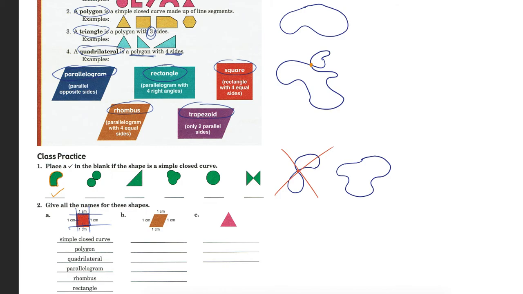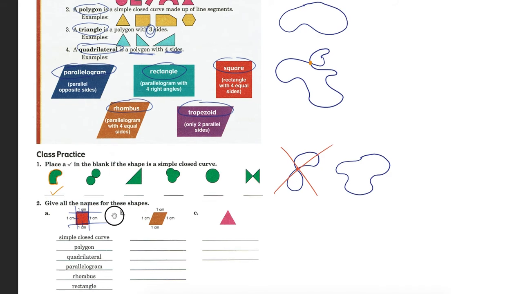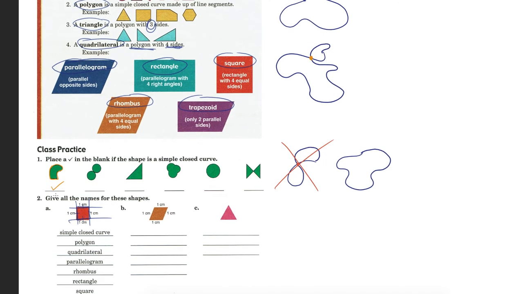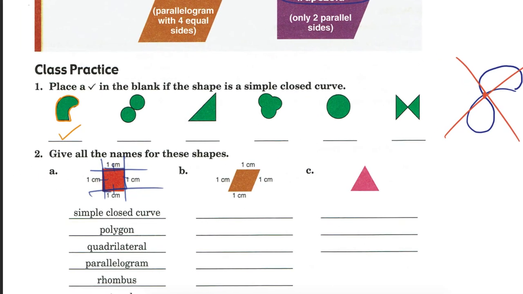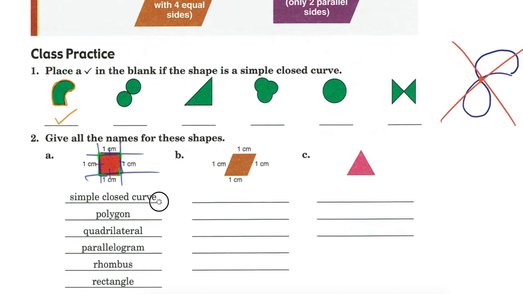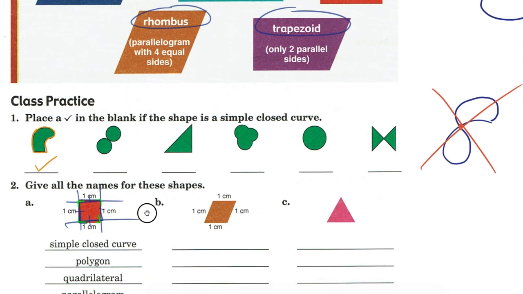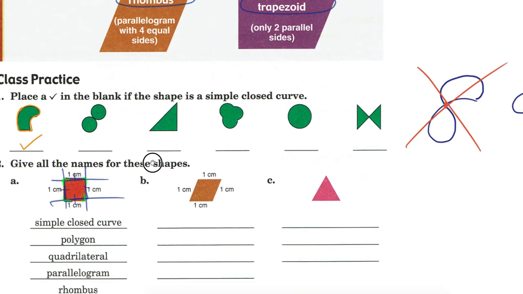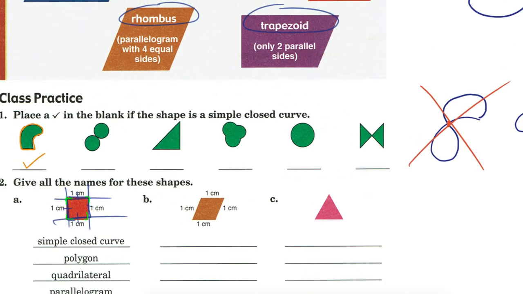And can I call it rectangle? Parallelogram of 4 right angles. Yeah, I can, because it has 4 right angles, right? It makes 4 of those L shapes I was talking to you about. 1, 2, 3, 4. Is it a rhombus? Does it have 4 equal sides? Yep, it does. All the sides are 1 centimeter.